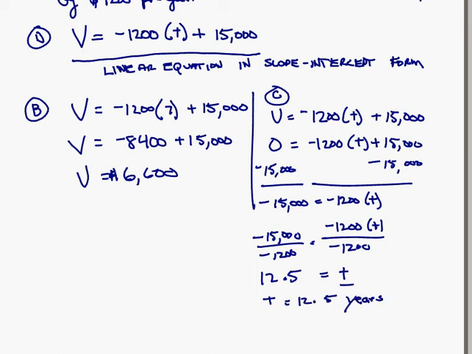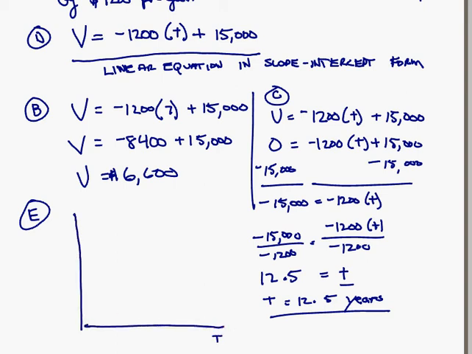And E, we simply had to draw the graph. This is a pretty easy one to draw. My horizontal axis is going to be time in years. My vertical axis is going to be value in money. Think of this, it has a negative slope, like so. This point, at year 0, had a value of 15,000. Here at 12.5 years, it had a value of 0. So those are my 2 points.